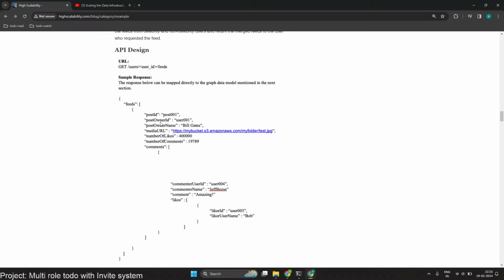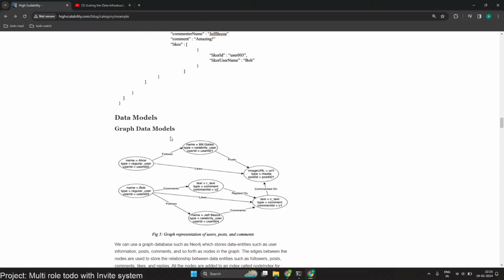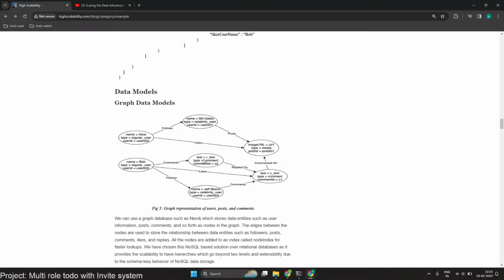We have a list of feeds: post ID, post owner ID, post owner name, media URL, number of likes, number of comments, and comments. Data model graph: we have name, alias, type regular user, follows Bill Gates, celebrity user, post image URL, commented on, name Bob, regular user, text type comment, replied on, likes this one, follows this celebrity user and comments on this one.